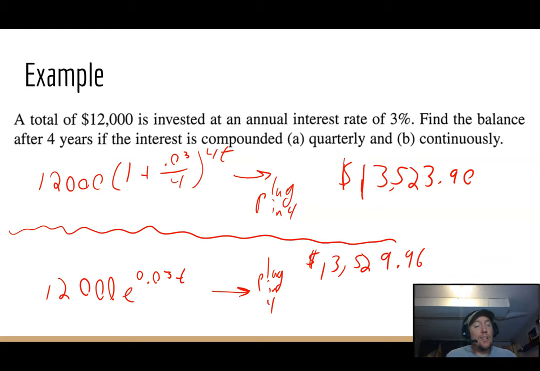It's not going to be a ton more. I mean, in this case, it's like you have 6 extra bucks. So it's not a huge difference, but it is a difference. You should see more with continuous, but if you see a ton more, then something's wrong. Okay, so half the battle on these is just knowing which formula to write and which one to use, and then a lot of times just throwing it into the calculator.